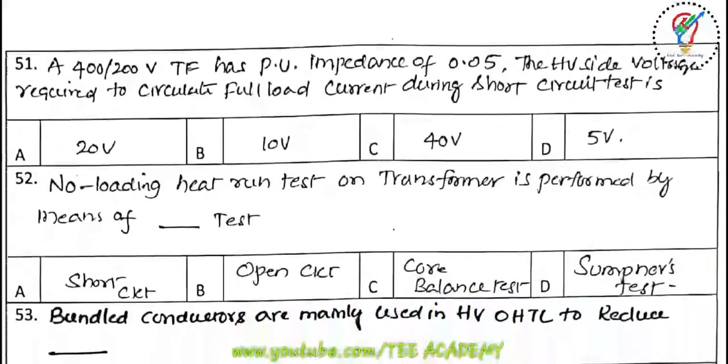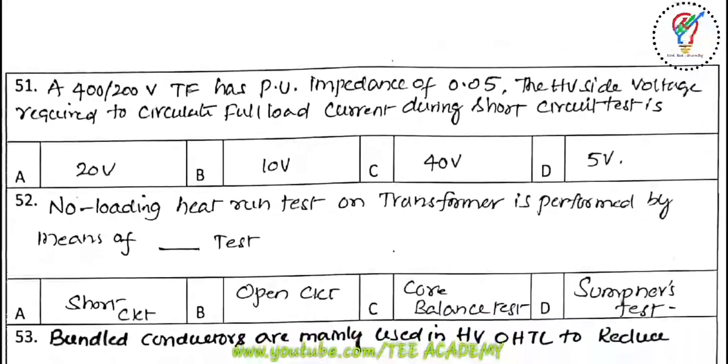Now the question is: a 400 volts transformer has a per unit impedance of 0.05. The HV side voltage required to circulate the full load current during the short circuit test is. I will repeat the question here: a 400 by 200 volts transformer has a per unit impedance of 0.05. The HV side voltage required to circulate the full load current during the short circuit test is.